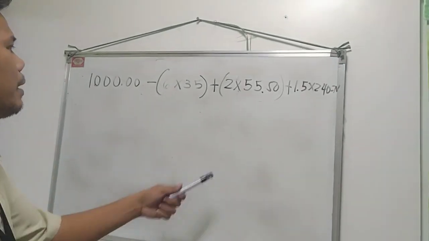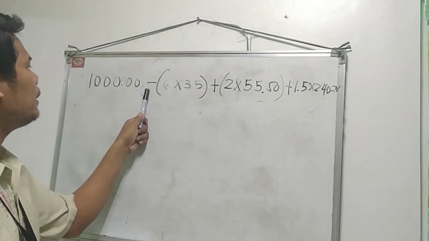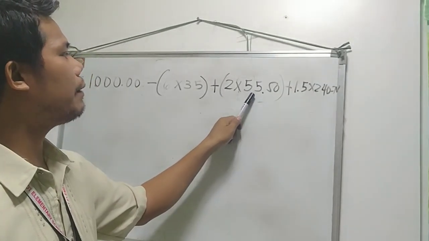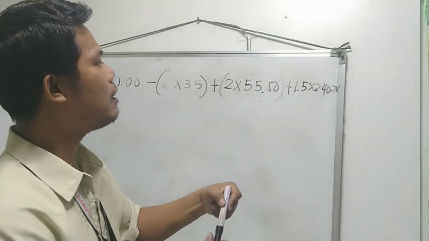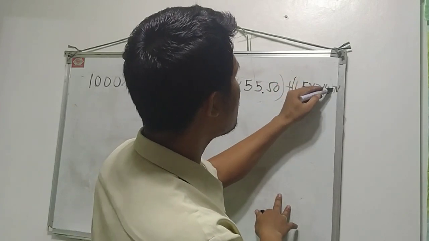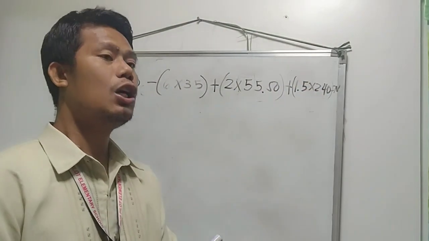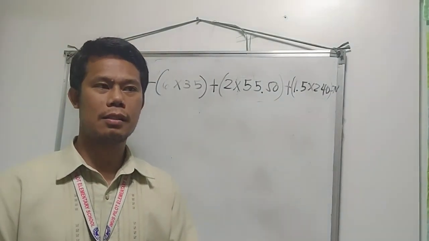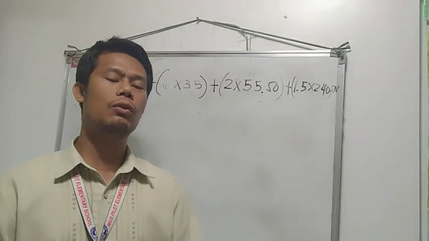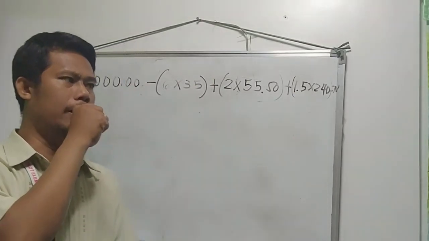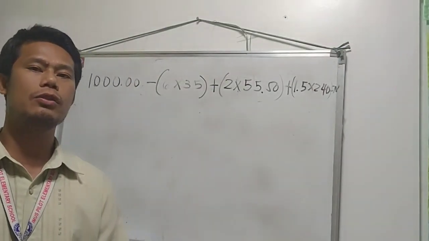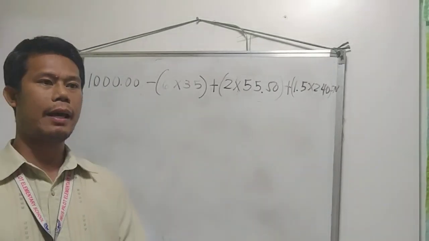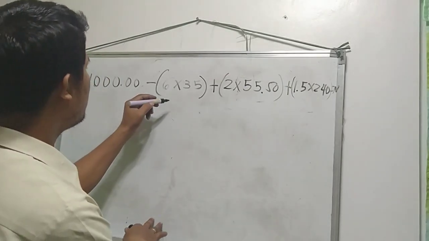Okay, so now we have here our number sentence: 1,000 minus the quantity of 6 times 35 plus the quantity of 2 times 55 and 50 hundredths plus the quantity of 1 and 5 tenths times 240 equals n. So first, we are going to solve the operations inside the parentheses. If you remember our PEMDAS rule, if you have more than 2 operations to be used, you are going to solve first those inside the parentheses. So we are going to multiply first this one.